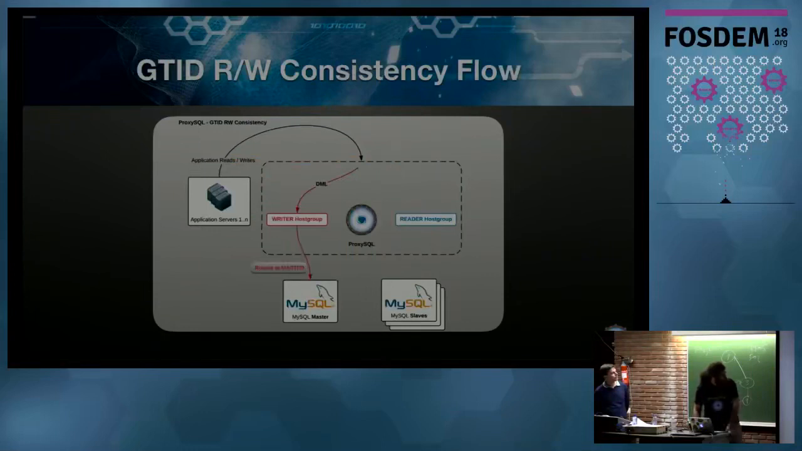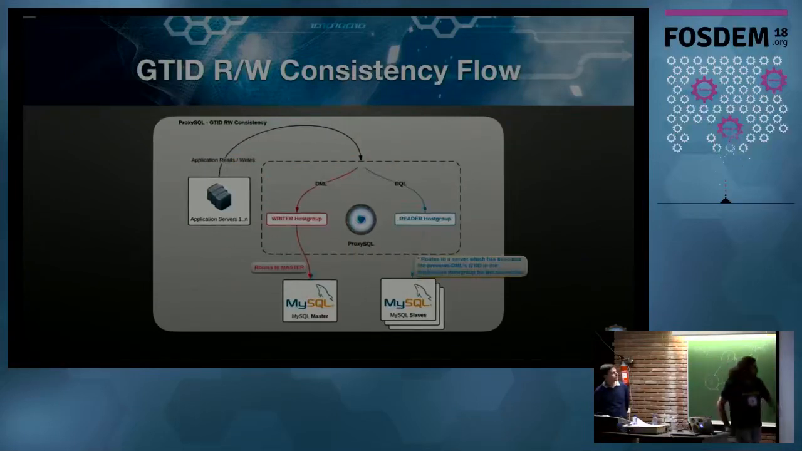Yeah, probably this one. Let me just go to the slide. So the way it works is that the application is writing here. Then the master replies with the OK. ProxySQL knows the GTID in that OK packet. It replies to the client with OK.